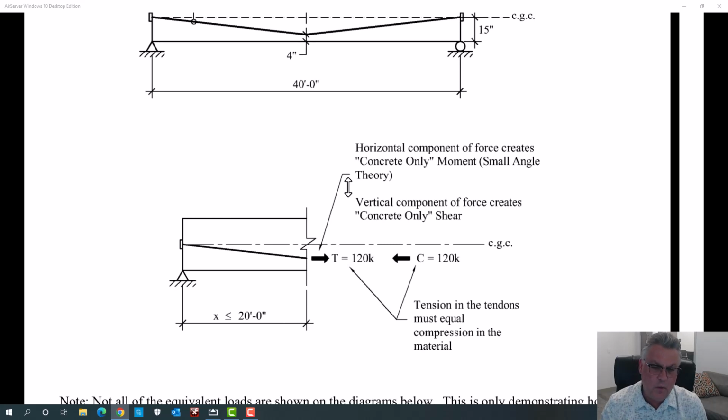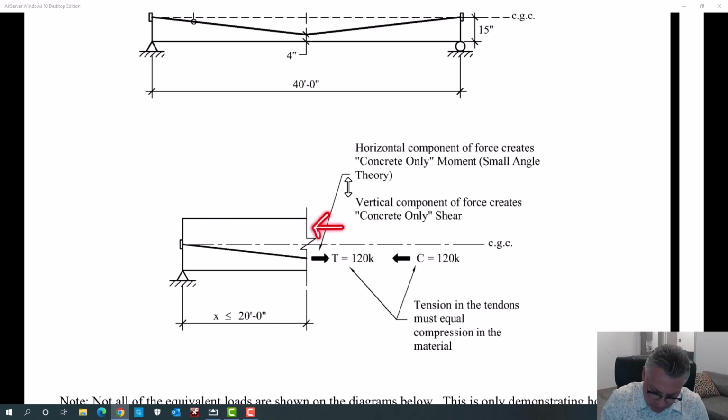Now, if there's no moment on this, there's got to be an equal and opposite compression. So the material, which will become concrete very shortly, but whatever this weightless material is, it is equally feeling compression. We can't have this tension without also feeling a compression in the beam itself. So that compression must be collinear with that tension force. If it wasn't, there would be a moment on it.